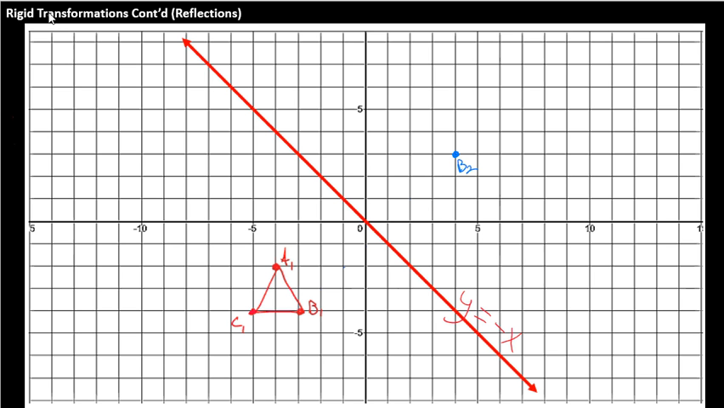So A1, let's count from our reflection line. We've got 1, 2, 3, 4 going diagonally. Wait, did I count that right? It would be here. I goofed. That would only be 3 away: 1, 2, 3. So that would be our A2. We can already tell our C2 will be right there. Actually, no, it will not. It would be right there.